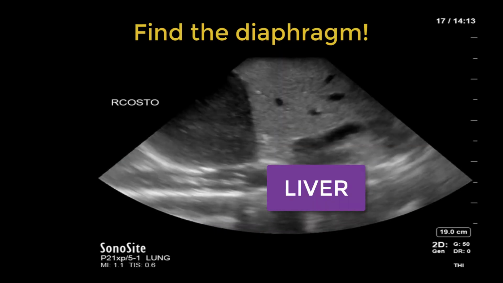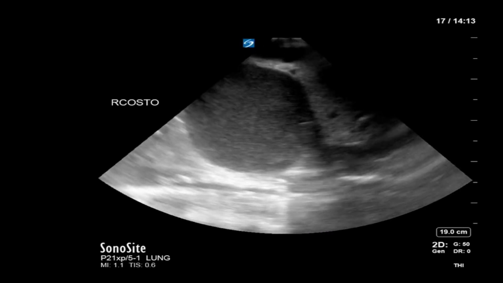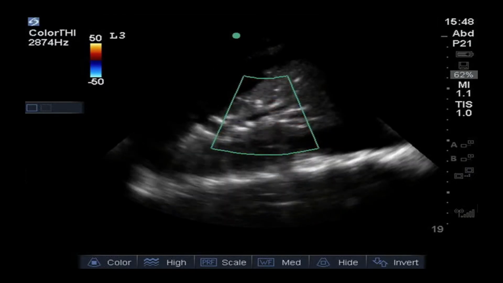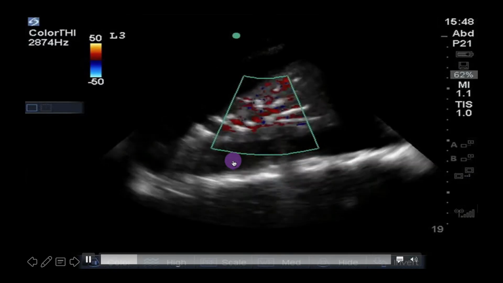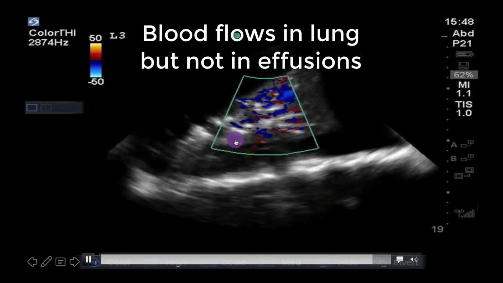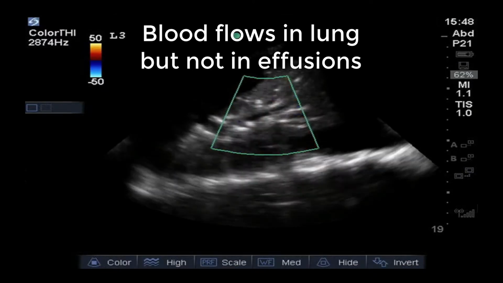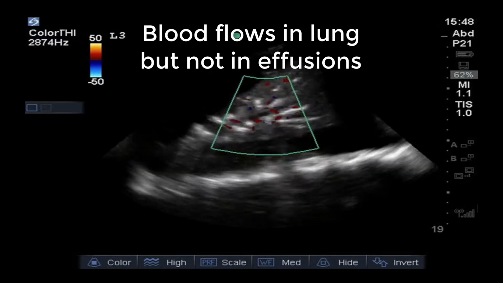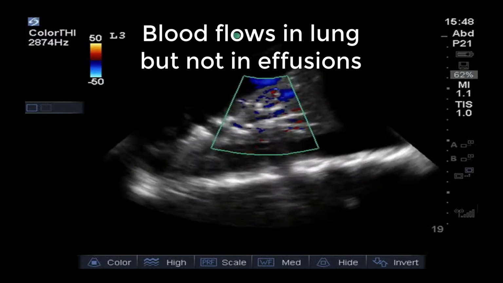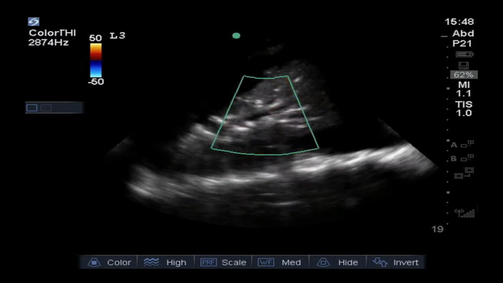If the tissue density is above the diaphragm, but you're not sure if it's lung or effusion, here's another trick. Consolidated lung will have blood flow, whereas complex effusion won't. By placing the colored Doppler box over the tissue density, you'll be able to see whether there is blood flow in it or not. If there is blood flow, you're highly likely to be in the presence of consolidated lung rather than a complex effusion.